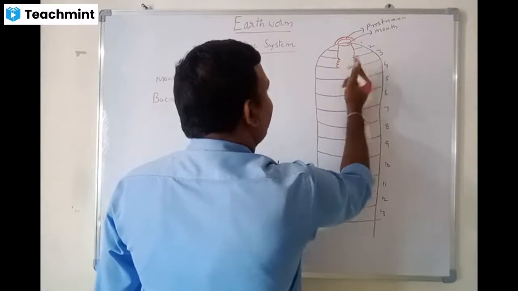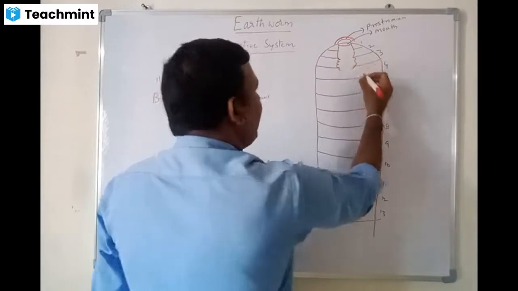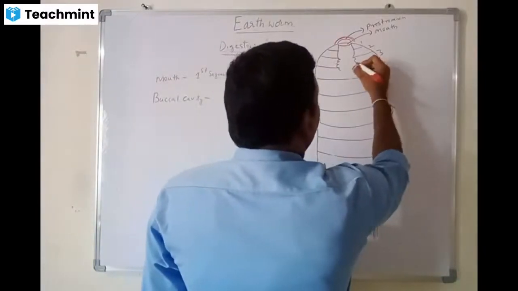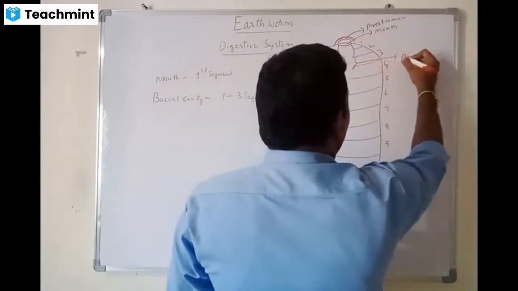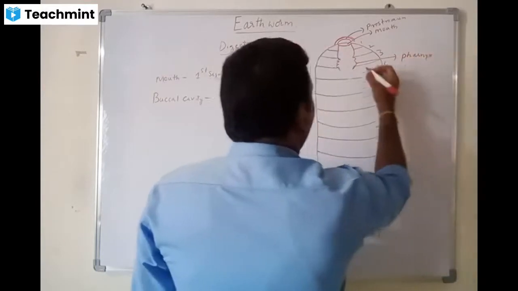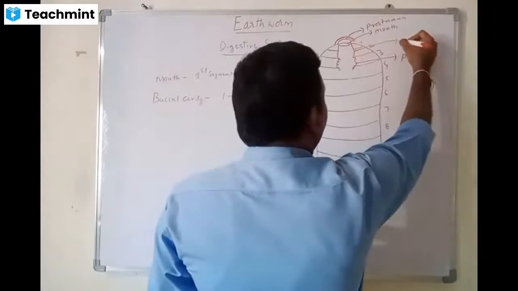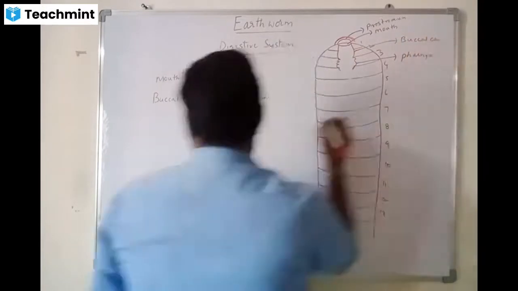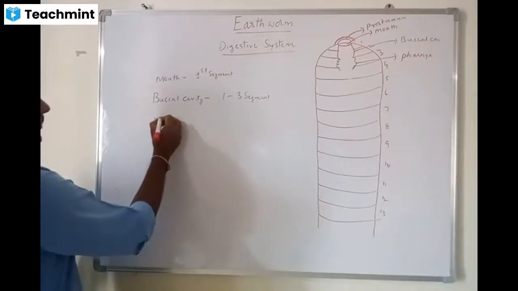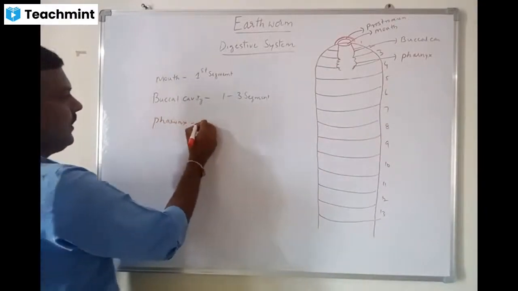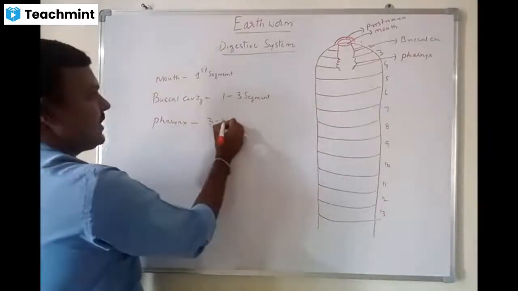in the third and fourth segments, which is called the pharynx. This is the pharynx and this is the buccal cavity. So the pharynx is present in the third and fourth segments.